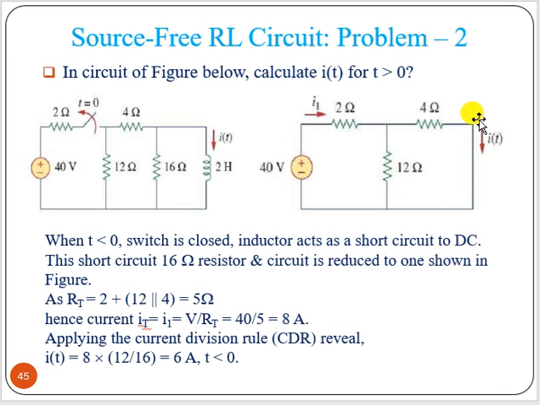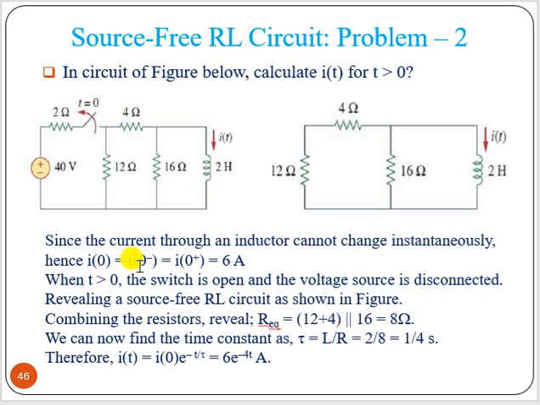So what happened to this inductor current? Inductor current is 6 ampere now, okay. So first we have to find out the current that is flowing from this voltage source, but this divides into two parts. So we have to apply the current division rule again to find out the inductor current. So I0 minus equals I0 plus equals 6 ampere, because inductor current cannot change instantaneously.